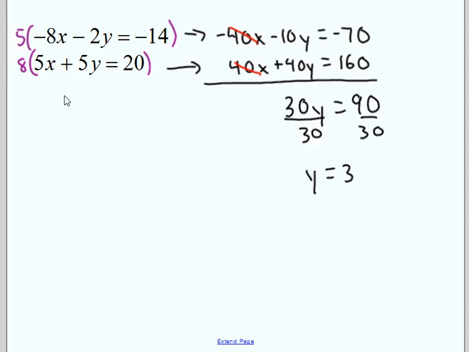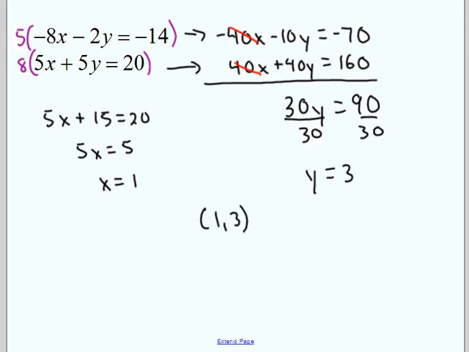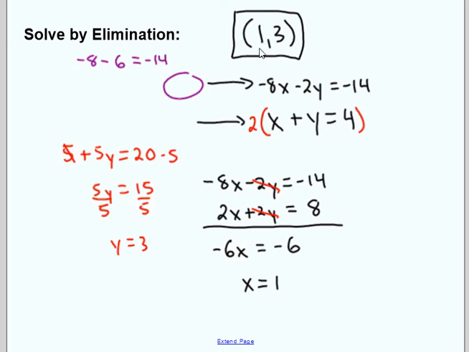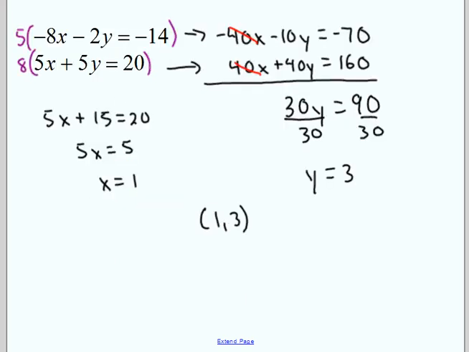If I plug 3 into here, I'll get 5x plus 5 times 3, because y is 3. 5 times 3 is 15. That would be 20. Subtract 15 from both sides, and 5x is 5. Divide by 5, and x is 1. So I get the point where x is 1 and y is 3. You guys know what that is, don't you? That's deja vu all over again. Right? It's the same thing we got before, but this time we just did it a different way.